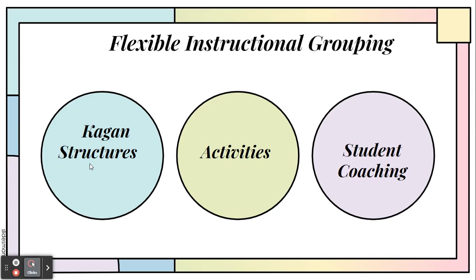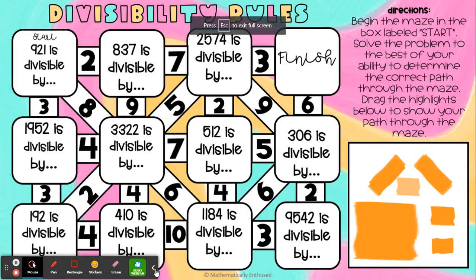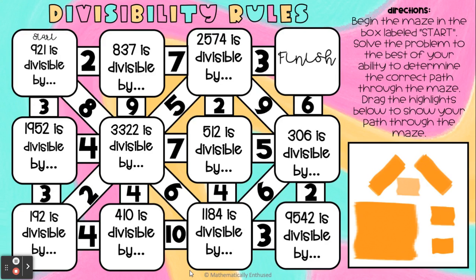Now, after I pair up with Kagan structures, we work on activities that students can work on together. They can be in a group of two, three, four, even five. Okay, so then the activities look something like this in a blended learning classroom. Here we have a slide of divisibility rules. For the most part, I use this at the beginning of the year.